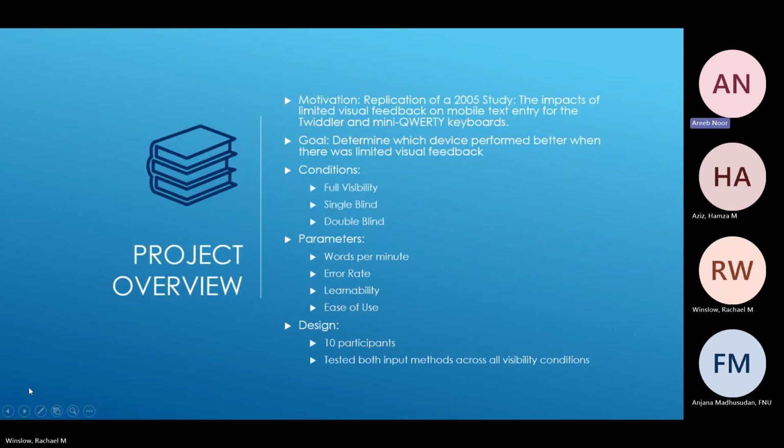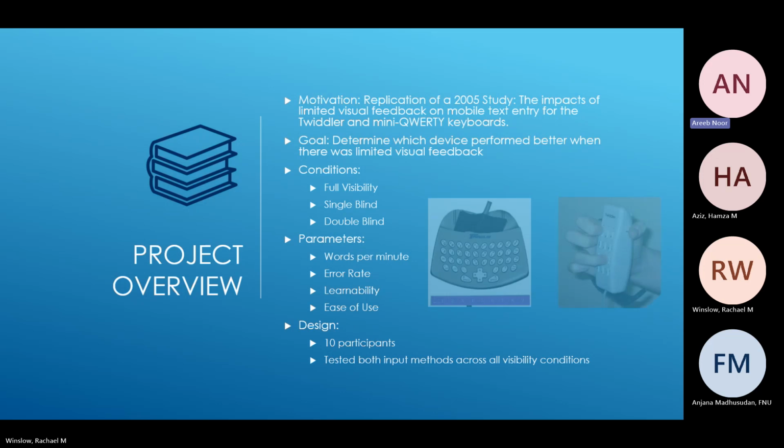This project began as a replication and modernization of a study from 2005 that explored how limited visual feedback affected mobile text entry. The original study focused on input devices like the Twiddler and mini QWERTY keyboards, which were early mobile text entry tools. So they focused on which device performs better when users can't rely on looking at the screen. In terms of study design, we recruited 10 participants, each of whom tested both input methods, tap and swipe, under all three visibility conditions.